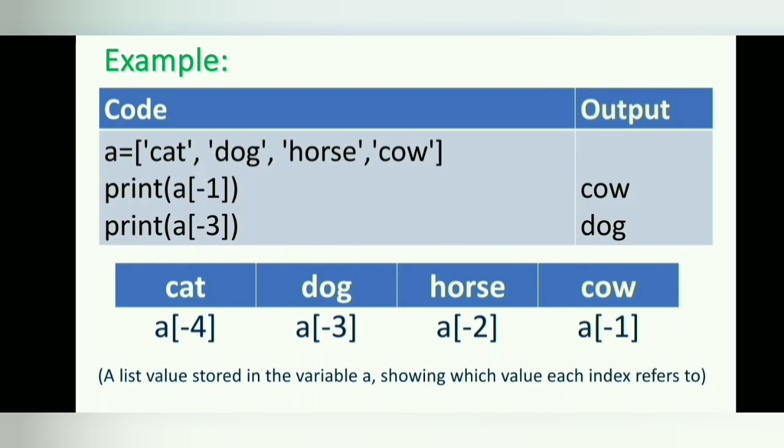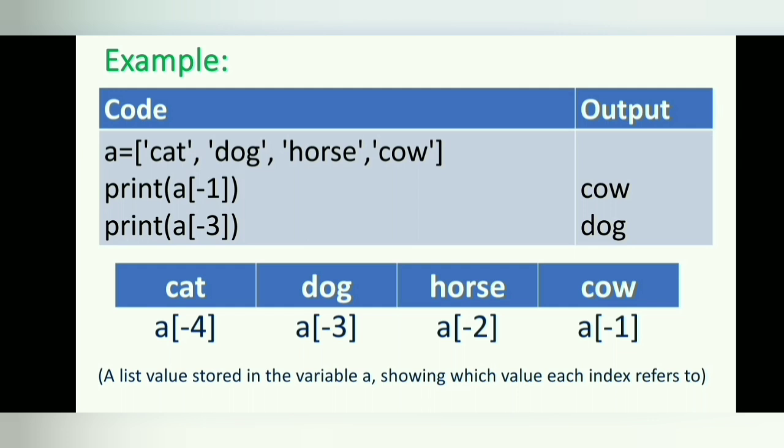Example. In this example, a list of 4 items is assigned to the variable a. Because we have used a negative index, the Python code a[-1] would evaluate to cow, a[-2] would evaluate to horse, and so on. In this case, we start counting from the right, that is from the last position to the first position of the list.